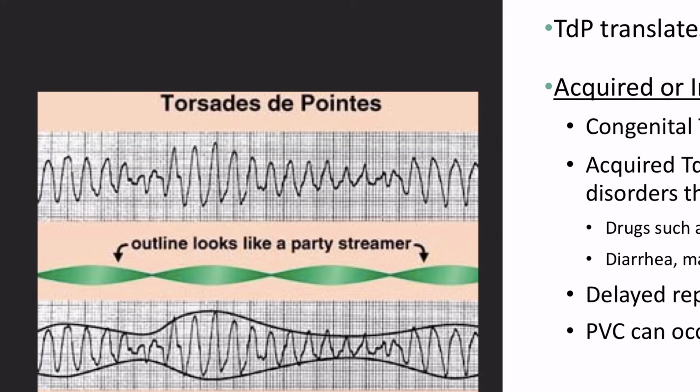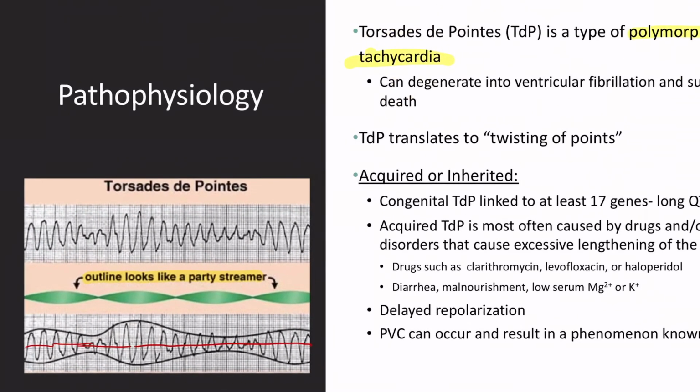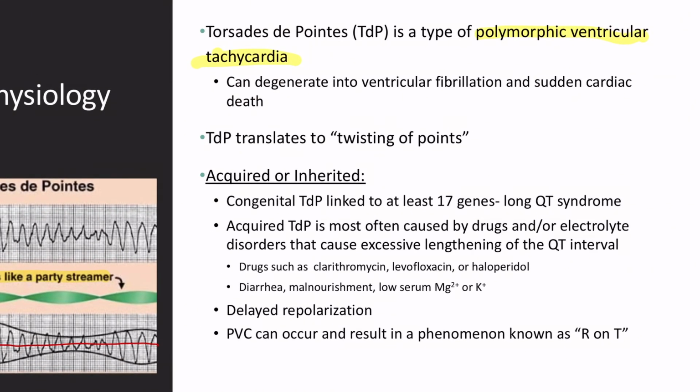The outline here appears almost like a party streamer, as if you twisted a ribbon around the center. So we have this isoelectric line going right through the middle here, and then this undulating up and down that we can see. There are 2 types: acquired and inherited. The congenital Torsades de Pointes is linked to long QT syndrome.